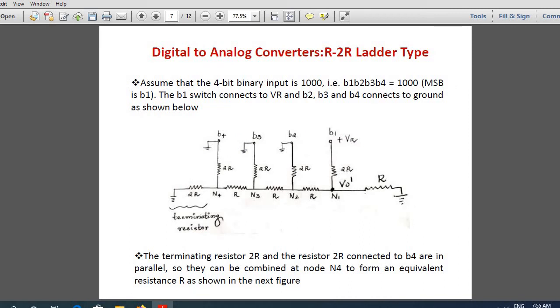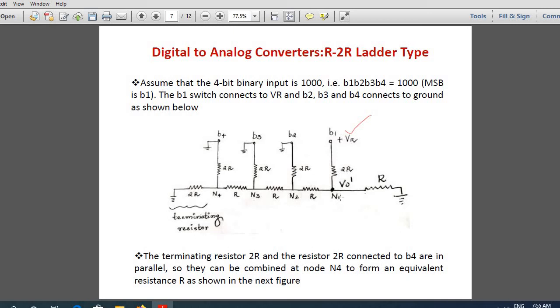Now, let us analyze the circuit for a particular 4-bit input. Suppose that the input bit is 1000. That is, B1 is 1, and B2, B3, B4 are zeros. What happens? This branch gets connected to VR. All the other branches get connected to ground. So I have redrawn the circuit. Rest all will remain the same.